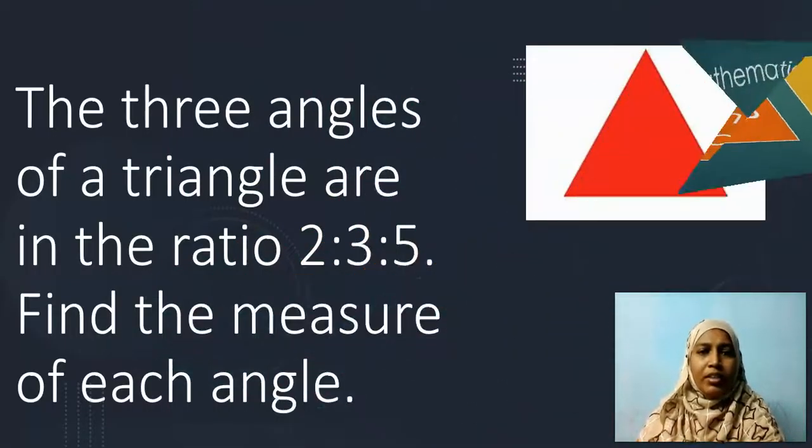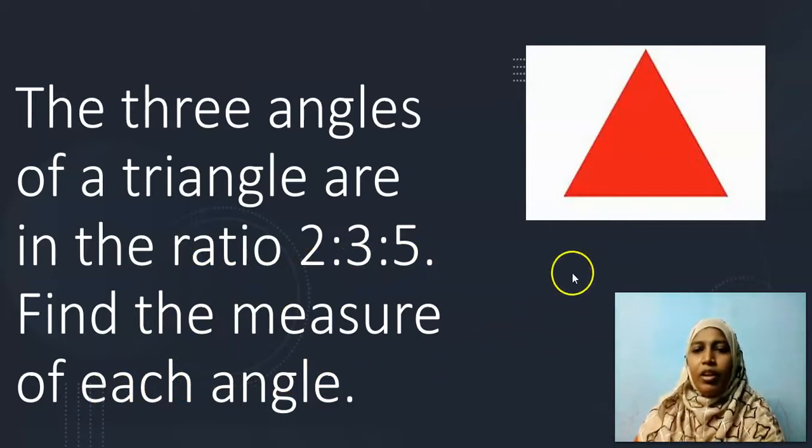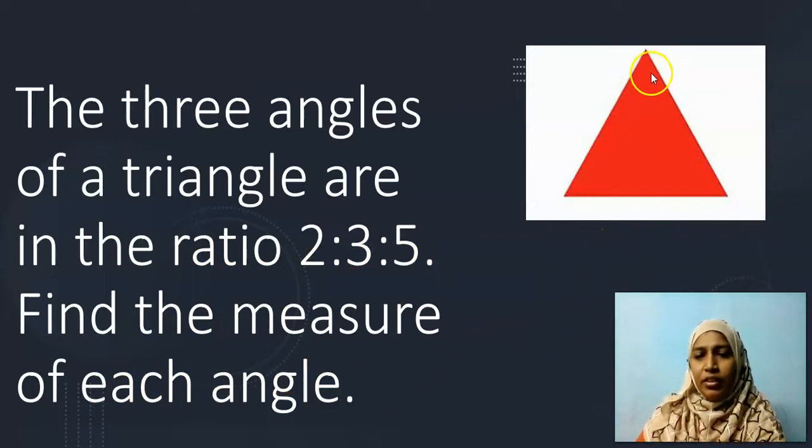The three angles of a triangle are in the ratio 2:3:5. Find the measure of each angle. And we all know that in a triangle we have three angles. That's why it is named as triangle.